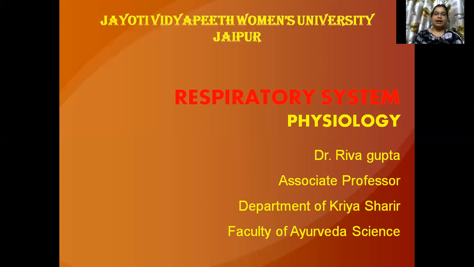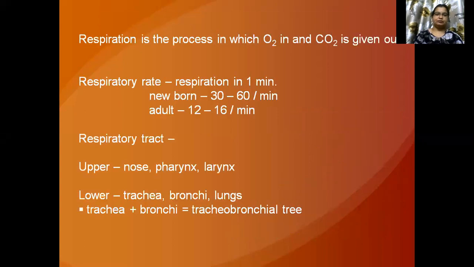Today's session is Respiratory System Physiology. Respiration is the process in which oxygen is taken in and CO2 is given out. Respiratory rate means respiration in 1 minute. In a newborn, it is 30 to 60 per minute, and in adults, it is 12 to 16 per minute.